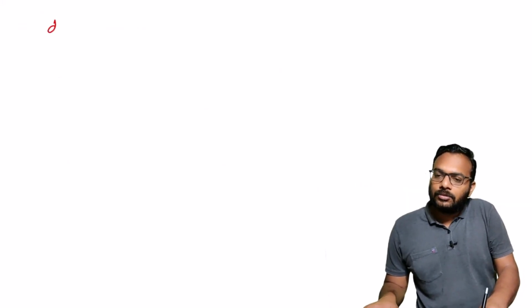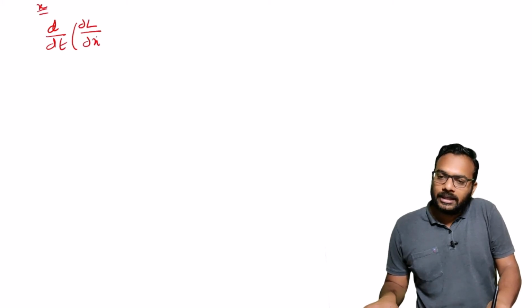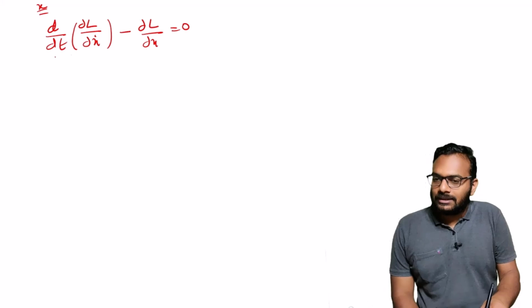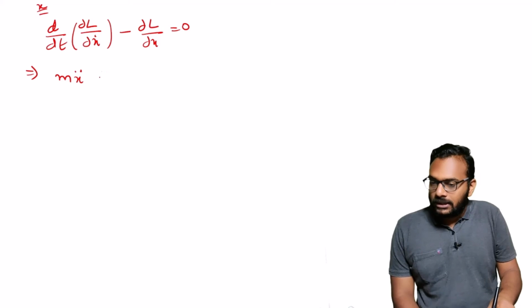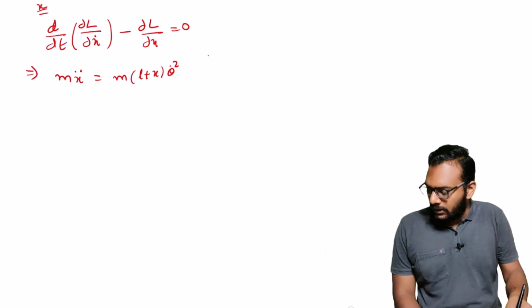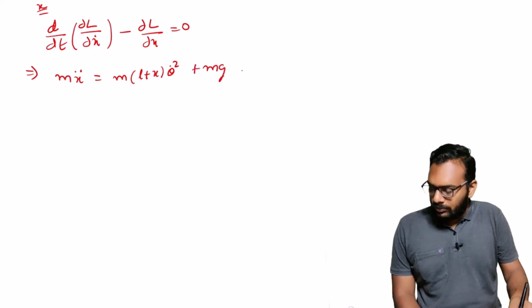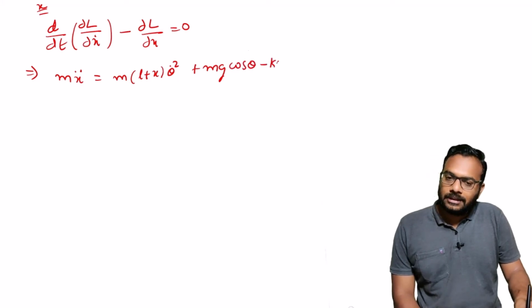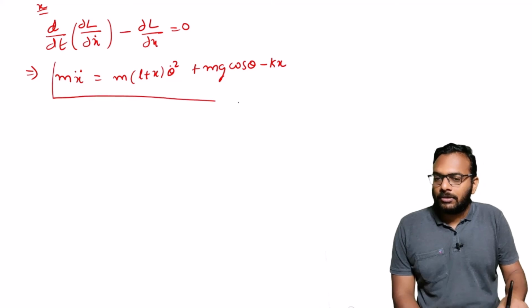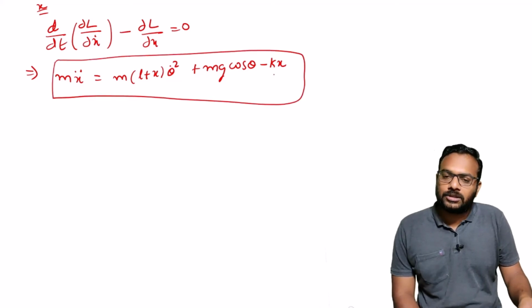We have done the calculation explicitly in the previous cases. This is the equation for x: d by dt of dou L by dou x dot minus dou L by dou x is equal to 0. You can just try that. m x double dot is equal to m times L plus x times theta dot square plus mg cos theta minus kx. That's the equation of motion for x.